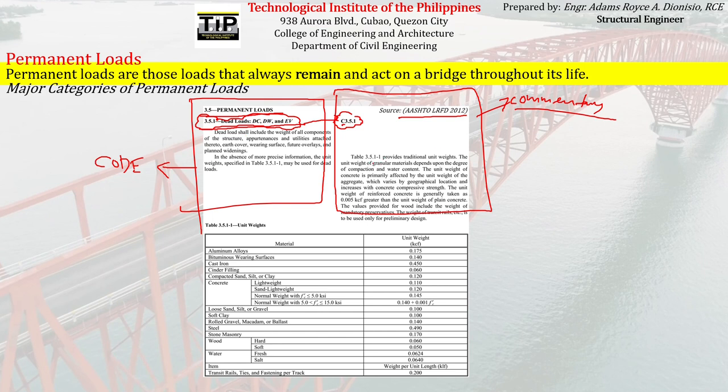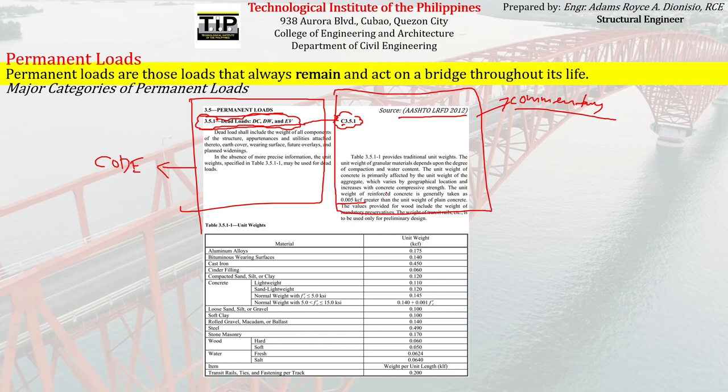Table 3.5.1-1 provides traditional unit weights. The unit weight of granular materials depends upon the degree of compaction and water content. The unit weight of concrete is primarily affected by the unit weight of the aggregate, which varies by geographical location and increases with concrete compressive strength. The unit weight of reinforced concrete is generally taken as 0.005 kilogram per cubic foot greater than the unit weight of plain concrete. The values provided for wood include the weight of mandatory preservatives, the weight of transit rails, etc. is to be used only for preliminary design.